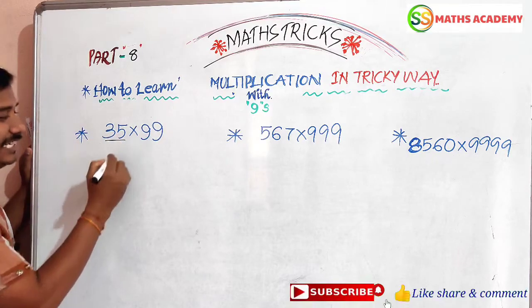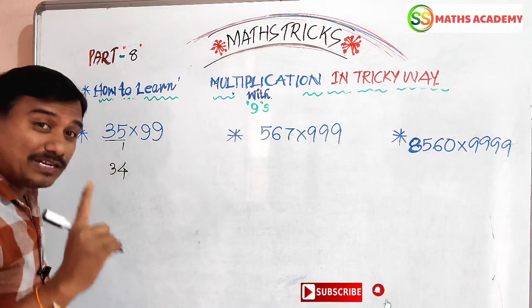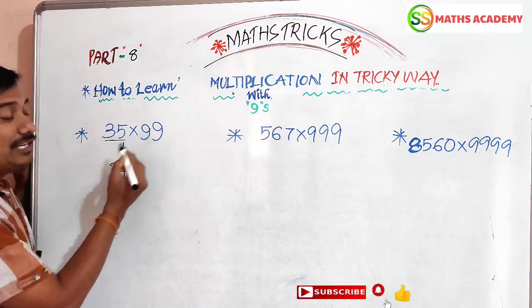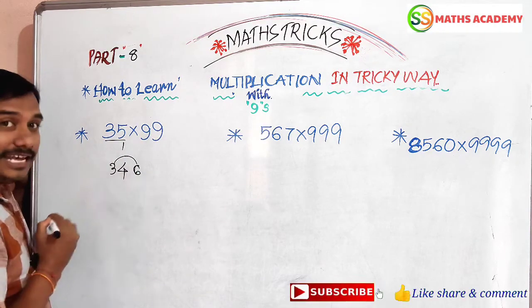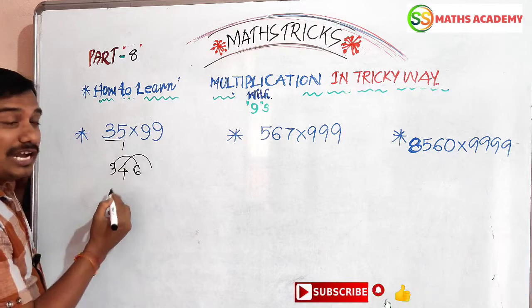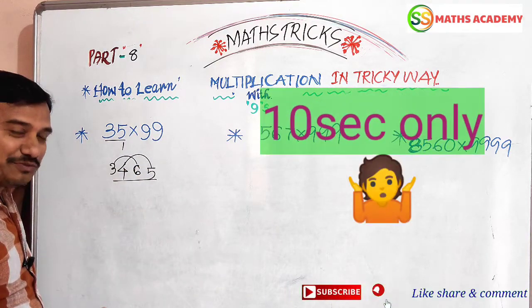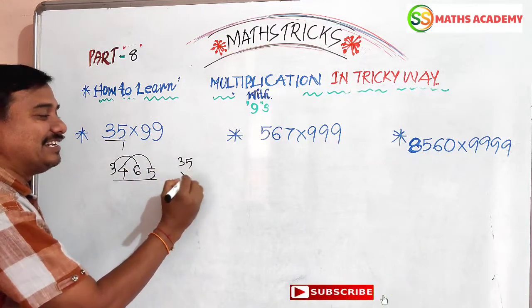Yes, 34. Decrease one number, 35 becomes 34. For 3, which number should you add to get 9? Yes, 3 plus 6. Now for 4, which number should you add to get 9? 5. Your answer is 3465. Got it? Let us check it, friends.